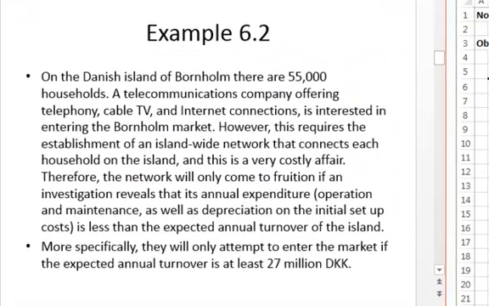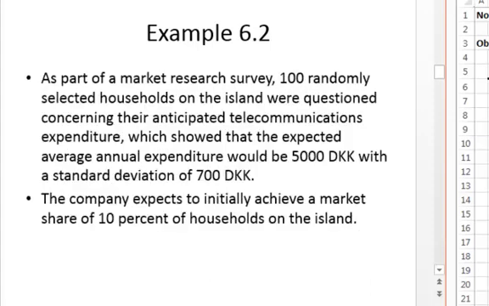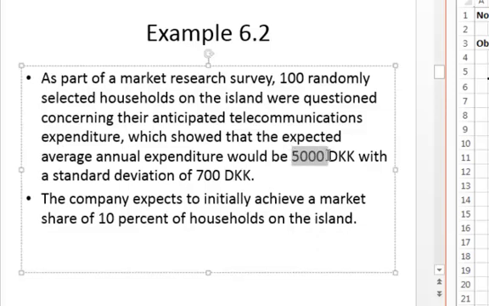In the next example, we have a telephone company who wants to enter the market on Bornholm, a small Danish island. They only enter the market if the market has a certain size. They don't know this size, but they have made a market survey. They ask 100 households what their communications expenditure would be, and they got an average of 5,000 Danish crowns and a standard deviation of 700 Danish crowns.